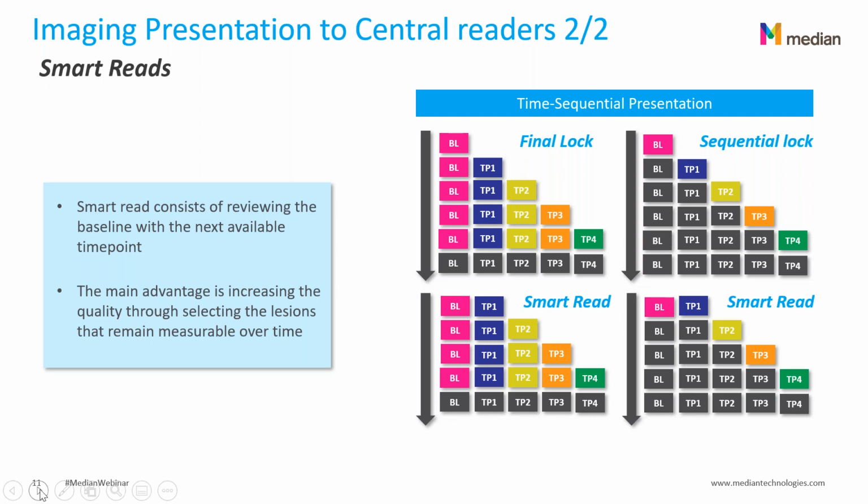Without the locking process, it just means that the readers can read the time points as they are available. So the smart read would still be baseline time point 1, but then when time point 2 is available, the previous time points are not locked, so they could always review them again as well. Above, it indicates when there's a final lock, so it would be without the smart read process, just reading all of the time points, and only when all the final images are received, all of them would then be locked.